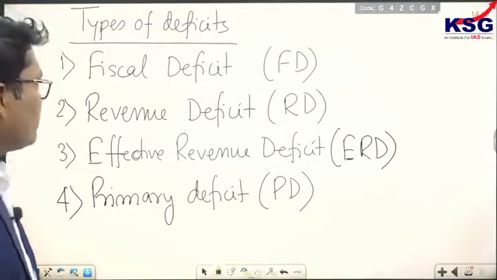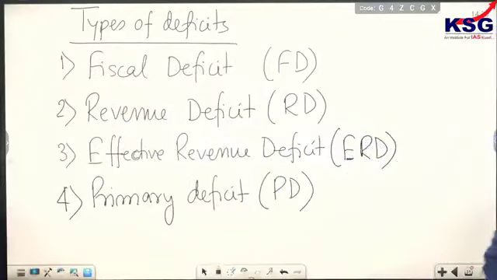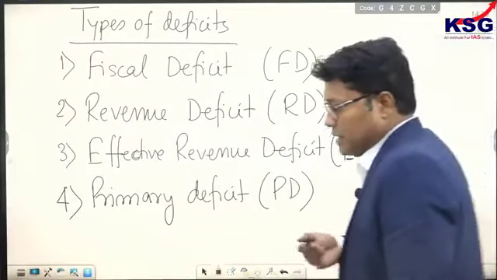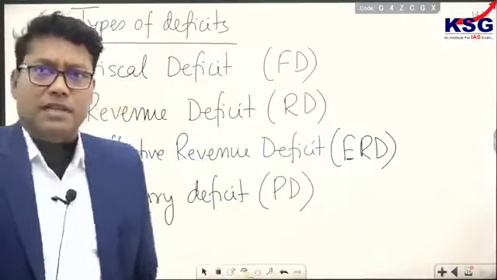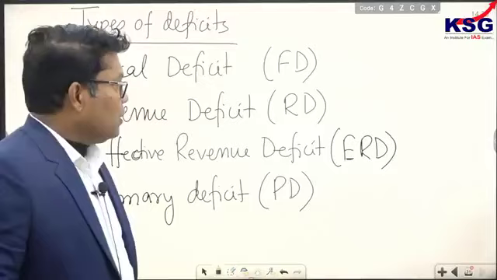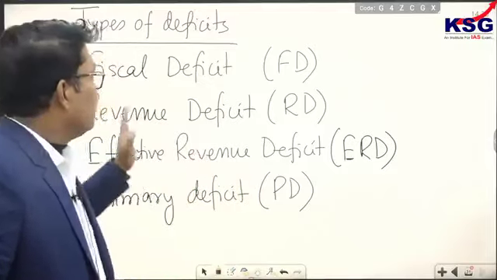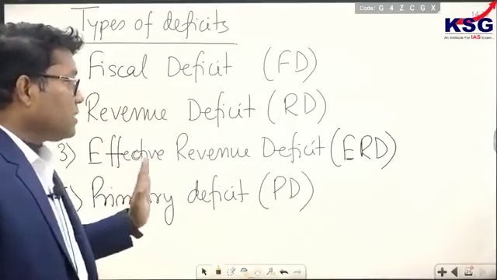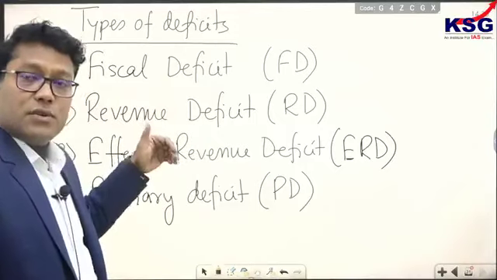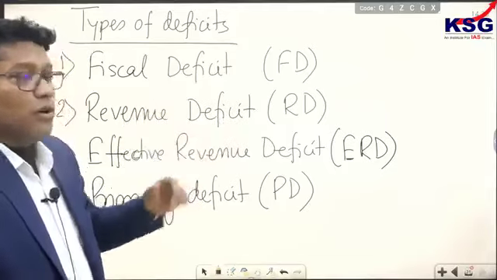Okay. So these are the different types of measures we are using in the Indian economy. There are other concepts that we will come to one by one. Currently we are using these four: fiscal deficit, revenue deficit, effective revenue deficit, and primary deficit. Let's first discuss what these are and how they affect the overall economy.